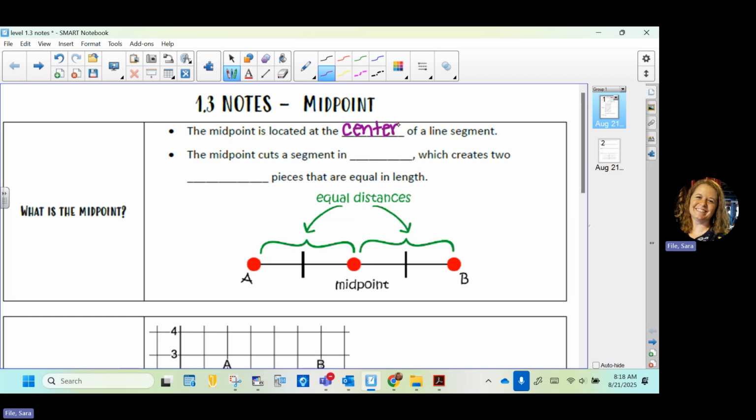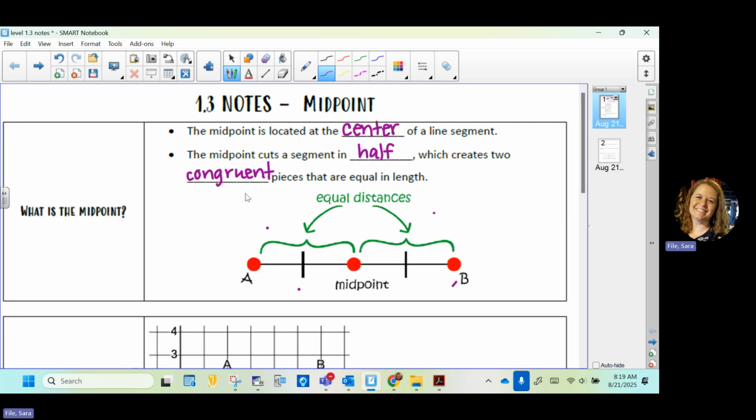Okay, it cuts the segment in half. Half means 2 equal parts. In what we've been talking about in geometry, when parts have equal measure, remember those are called congruent. So a midpoint is at the center or the middle of a line segment. It cuts the segment in half, creating 2 congruent pieces that are equal in length.